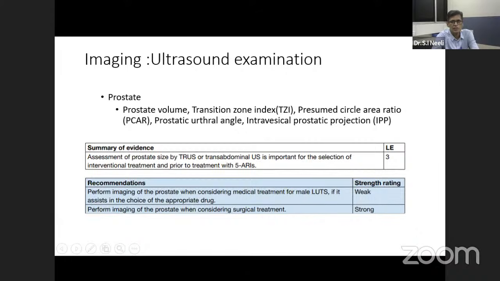These things, the transition zone index, presumed circle area ratio, prostatic urethral angle, as well as intravesical prostatic projection, are indirect tests of urodynamics. They indirectly indicate whether there is a possibility of bladder outlet obstruction or whether the prostate is causing outlet obstruction. The EAU has a weak recommendation of doing imaging for all patients, but it is a strong recommendation prior to considering surgical management.